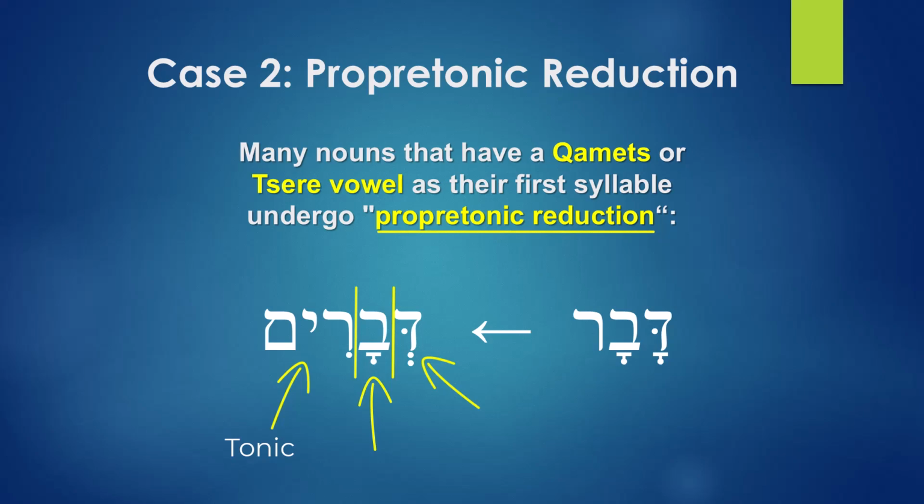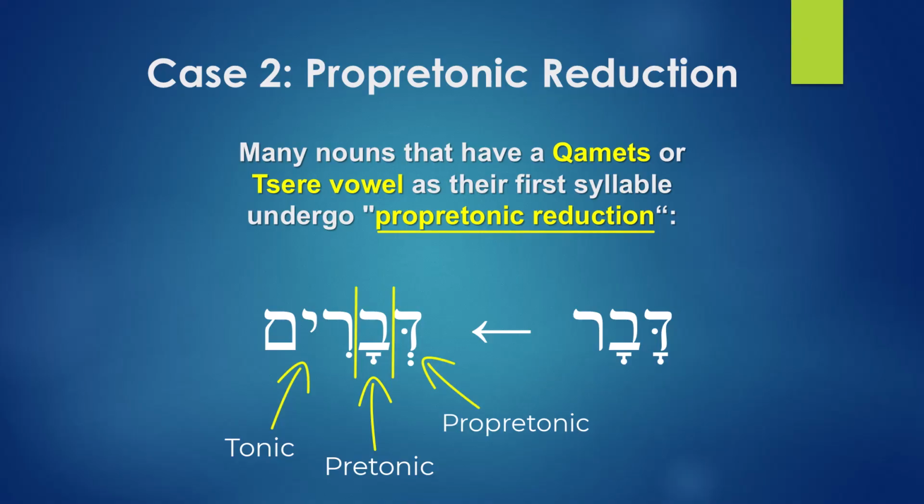And the next one to the tonic syllable is called the pretonic syllable. It's called the pretonic syllable because it's next to the tonic syllable. And this first one is called the propretonic syllable because it's next to the pretonic syllable. So these three syllables have special names: tonic syllable, pretonic syllable, propretonic syllable.